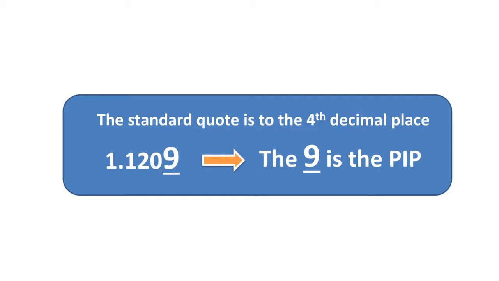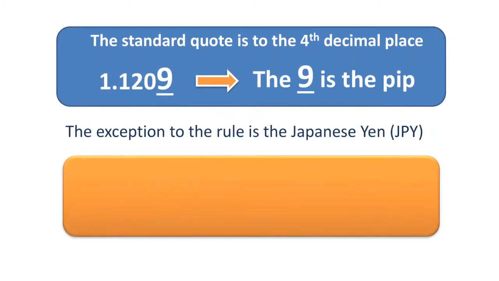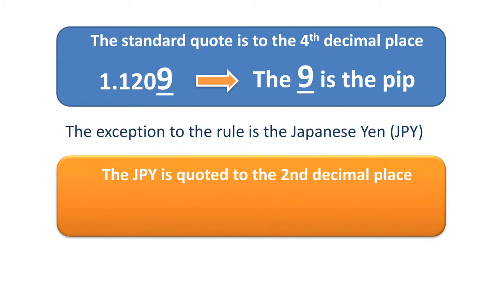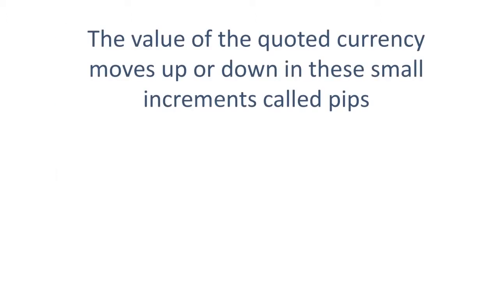Now there's always an exception to the rule, and in this case the Japanese yen is the exception to the rule. So for the Japanese yen, they quote to the second decimal place. So in this example, the second decimal is 5, and so the 5 is the pip. So normally the pip is going to be in the fourth decimal place, but with the yen it's in the second decimal place. So the value of the quoted currency moves up or down in these small increments called pips.